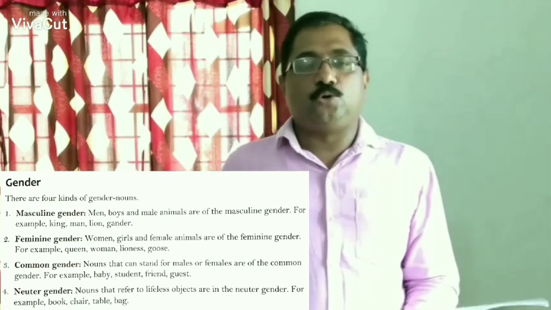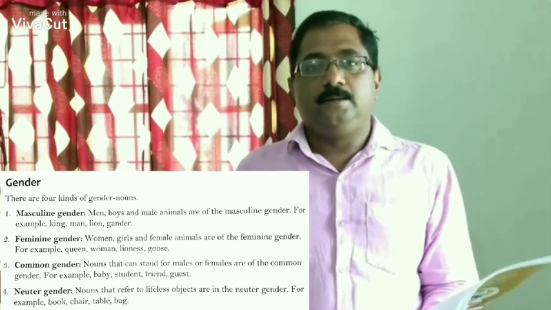Dear children, our next topic is gender. What is gender? Gender means the status of a noun. It shows whether the noun is male, female, neuter, or common gender. Okay, and with more examples we can understand this topic. Before that, we have to see the kinds of gender. First one is masculine gender. What is masculine gender? Masculine gender means the male persons are called masculine gender. For example, boy, lion, actor, like that.